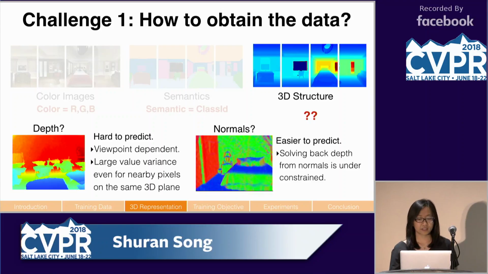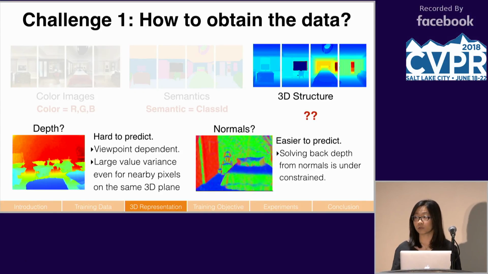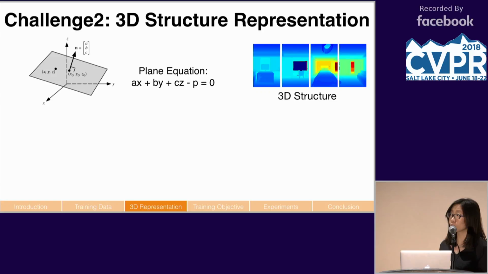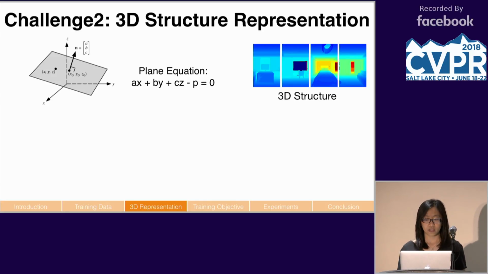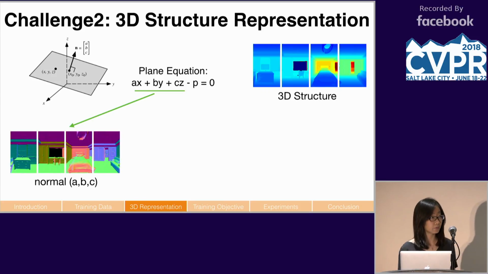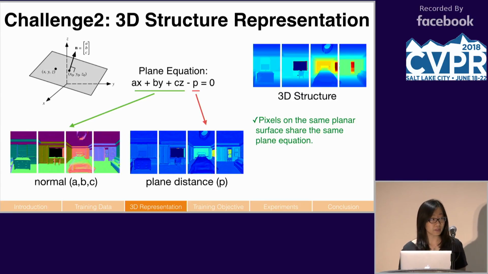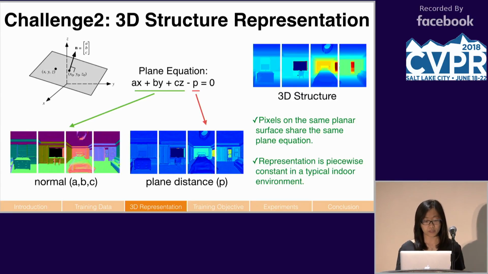On the other hand, surface normal is much easier to predict because all the pixels on the same planar surface share the same value. However, solving back the 3D surfaces from the surface normal alone is an under-constrained problem. This leads to the second challenge for this task, which is how to represent the 3D structure. In this paper, we propose to represent the 3D structure using its plane equation, which decomposes the 3D surface into its surface normal and plane distance to the origin. Because all the pixels on the same planar surface share the same plane equation, this representation is piecewise constant in any typical indoor environment, therefore making the prediction much more robust.